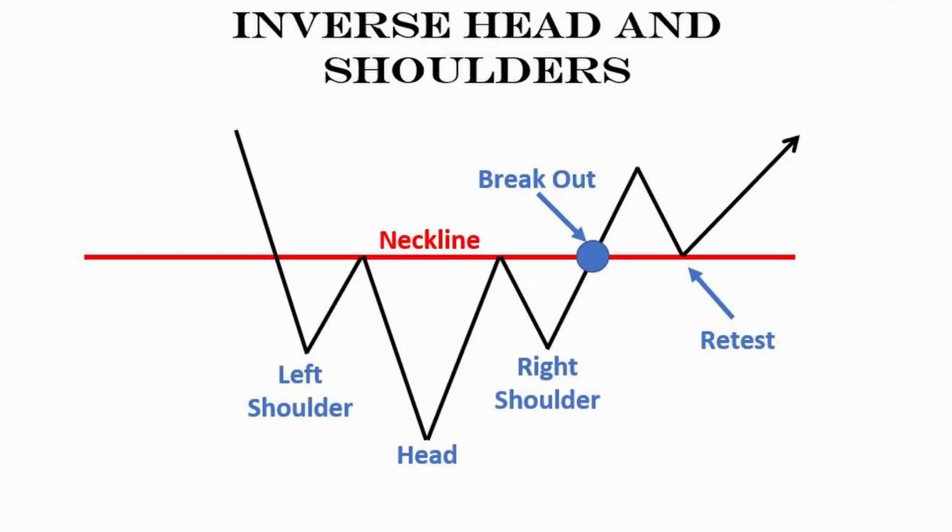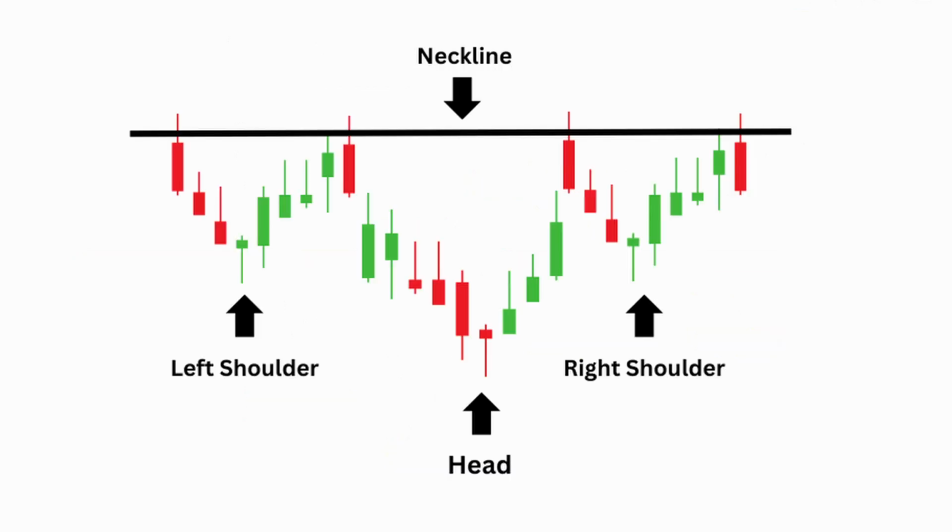The inverse head and shoulders pattern is a bullish reversal pattern that typically forms at the end of a downtrend. It signals a potential shift from a downward to an upward trend. The price declines to a trough and then rises, forming the left shoulder.